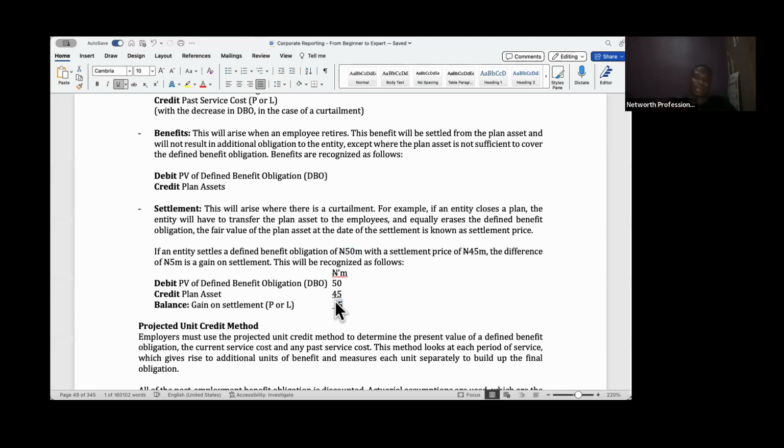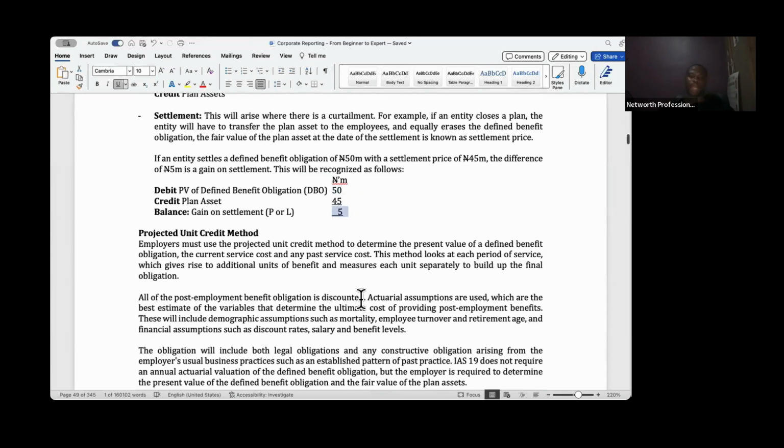So like in this example you are seeing in front of you right now, this is a gain because I have an obligation of 50. I owe 50 naira, and they agreed a settlement price of 45 naira. That's a gain. I've gained 5 naira. I'm not going to settle the remaining 5 naira. So this gain, you recognize it in your profit or loss.